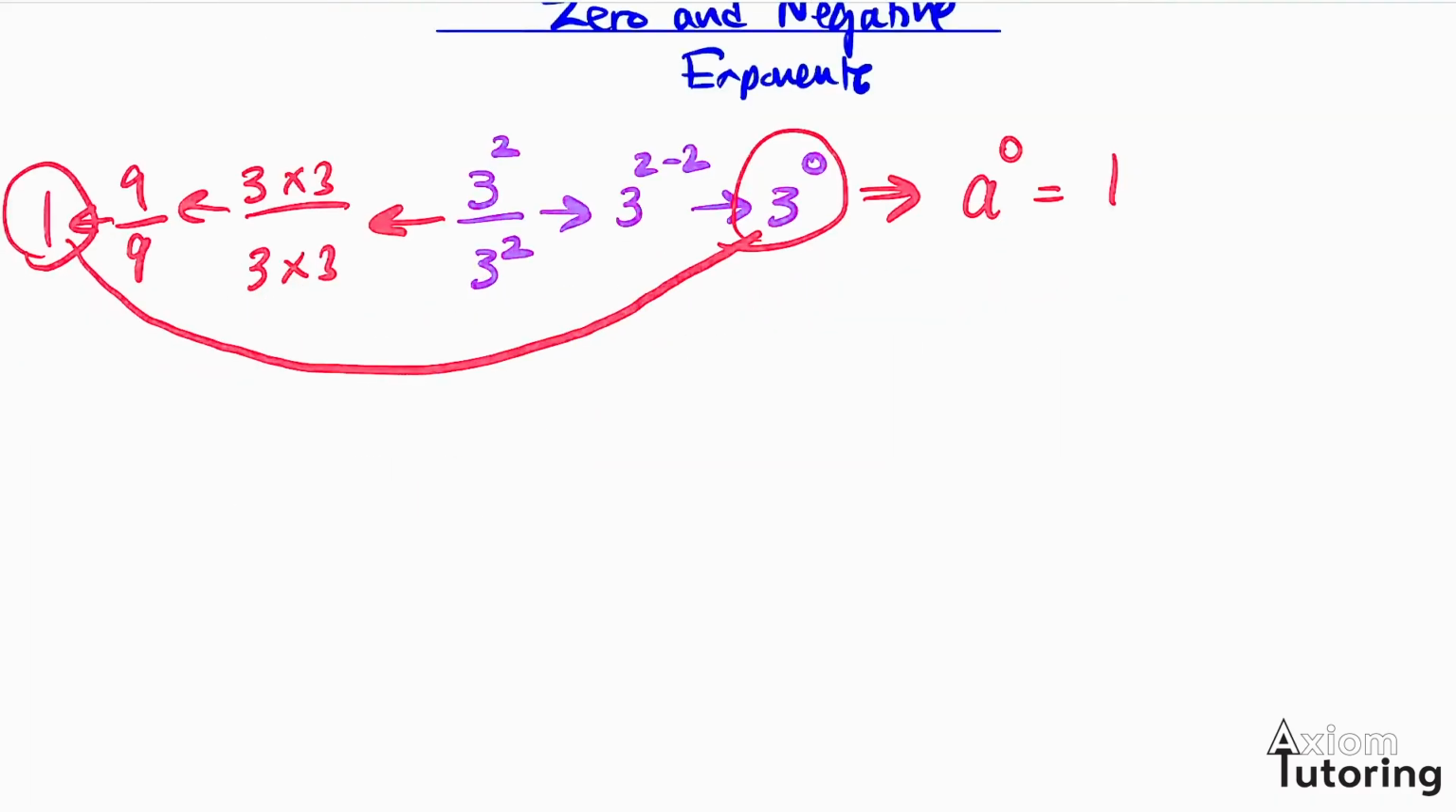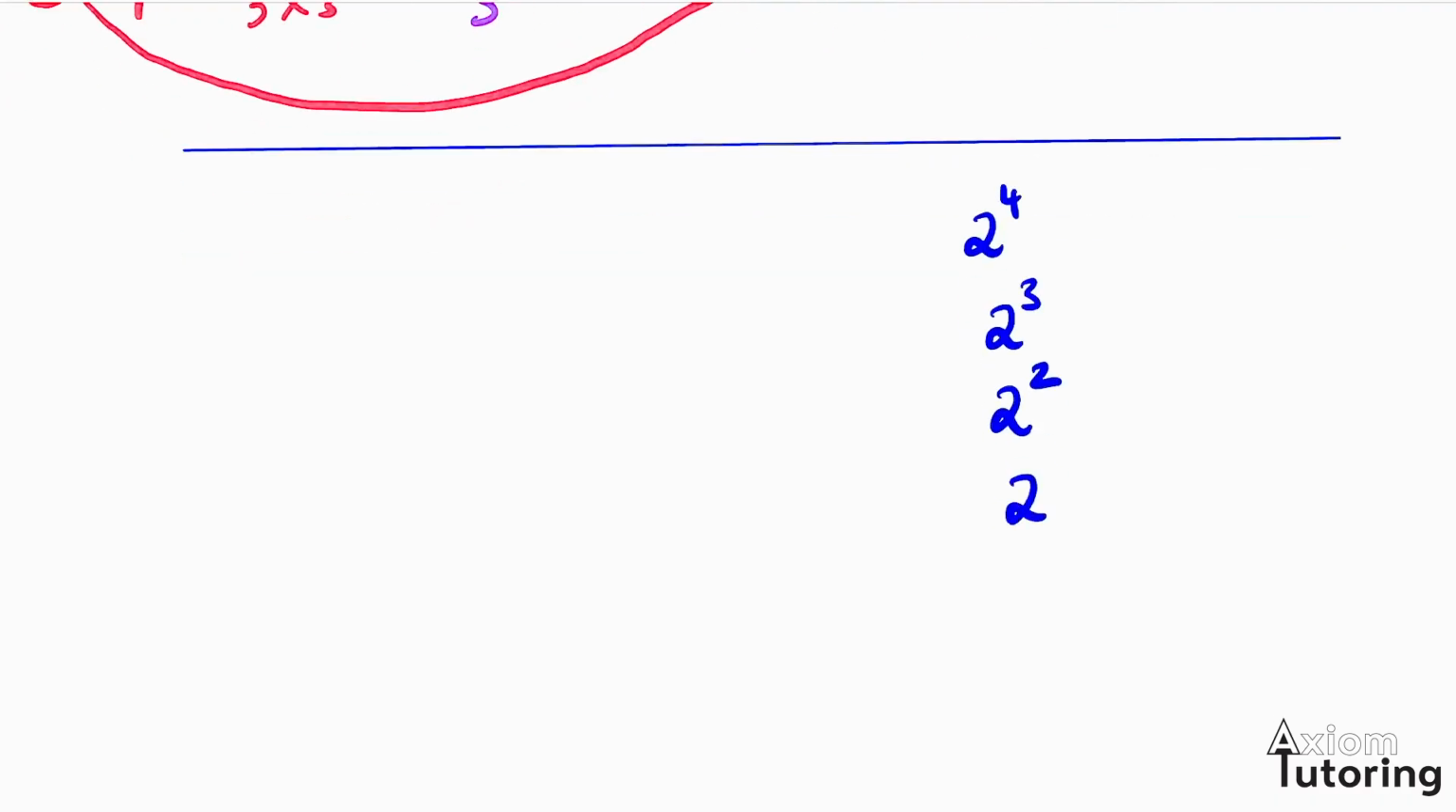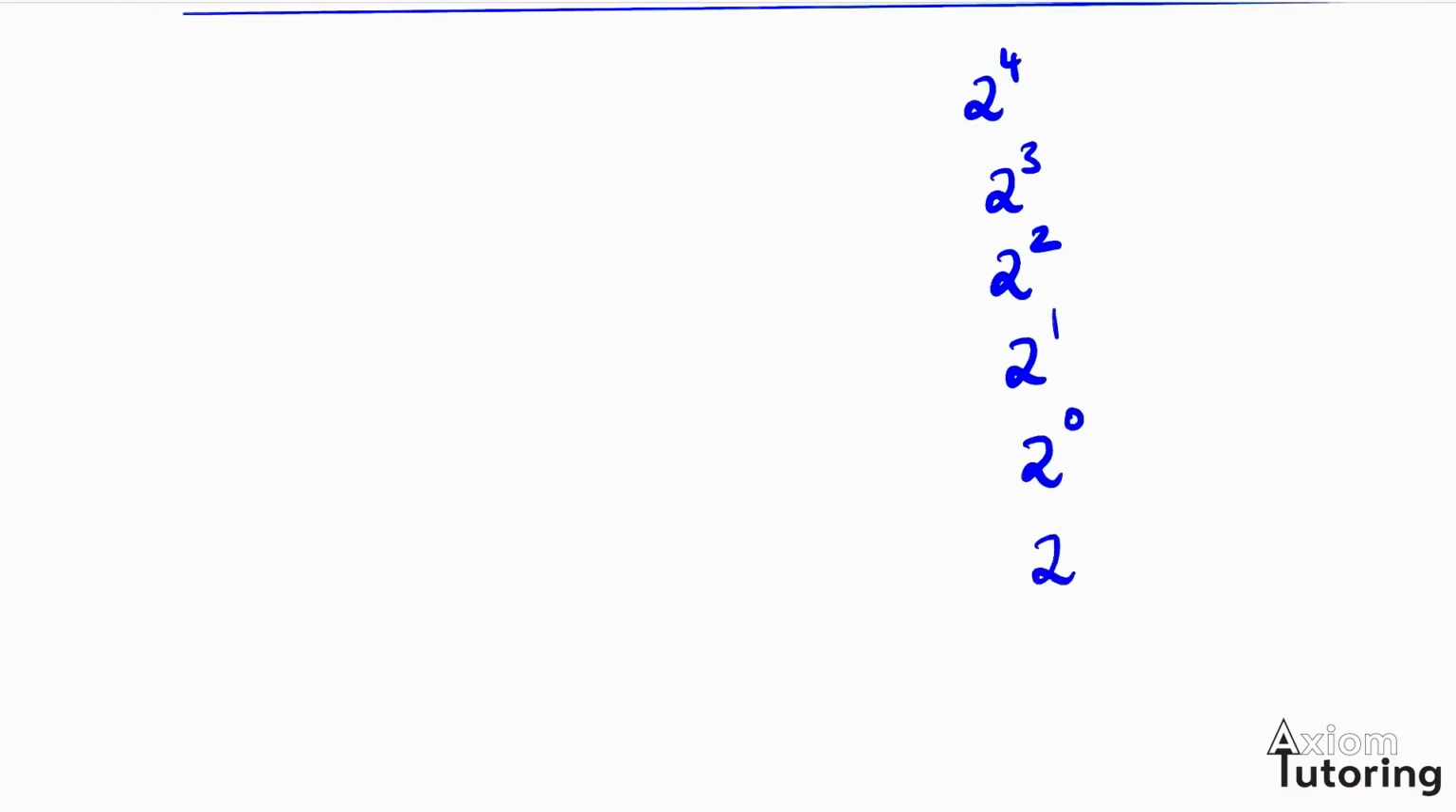Let's look at this another way. Let's start with powers that we're comfortable with, and we're going to steadily work our way down to powers that we're unfamiliar with. Maybe 2 to the 1, 2 to the 0, 2 to the negative 1, and 2 to the negative 2. 2 to the 4 is 2 times 2 times 2 times 2, which is 16. 2 to the power of 3 is 8. 2 to the power of 2 is 4.